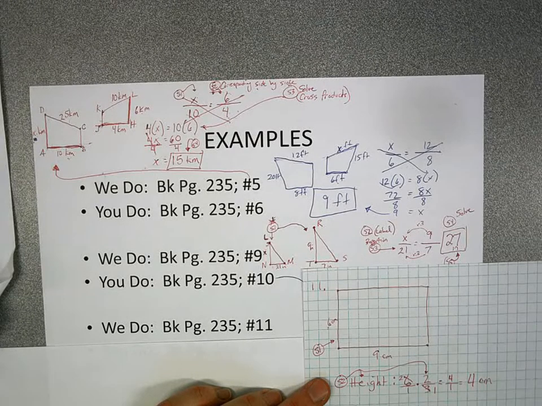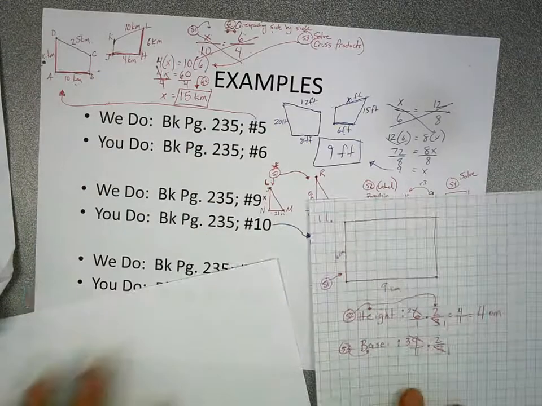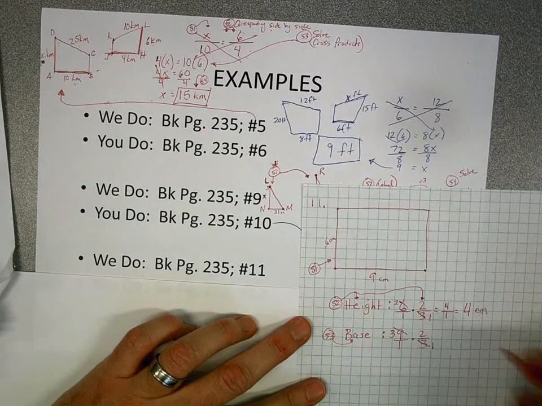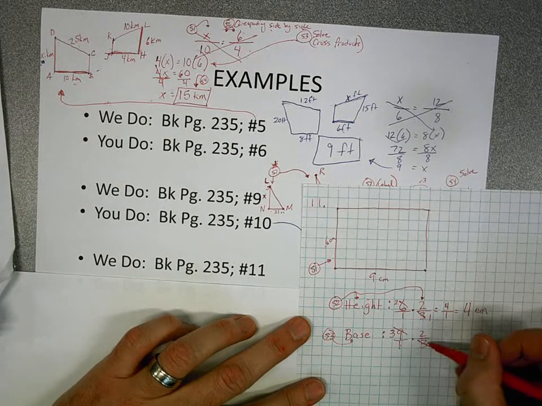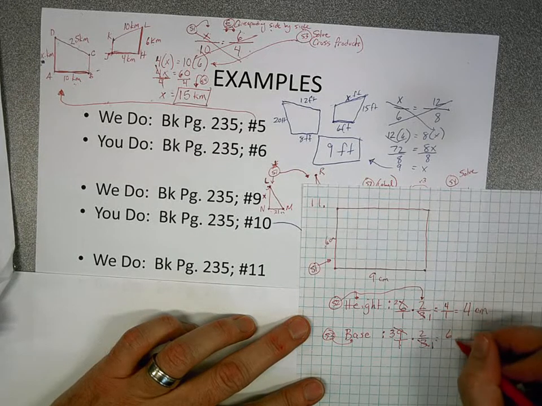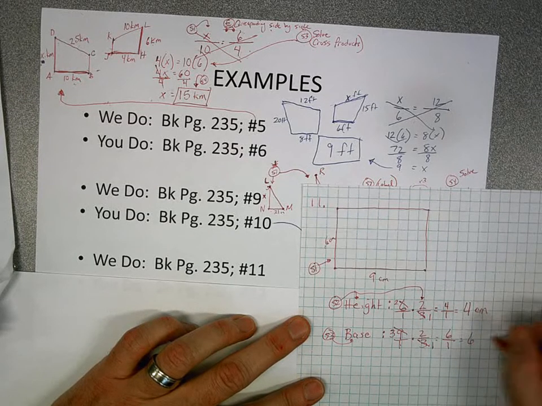So the base is 9, or in this case 9/1, because we're going to multiply it with 2/3. Cross reduce on these as well. Divide both of them by 3. We get 1 and 3. Sorry, my computer's in the way. So 9/1 times 2/3, cross reduce by 3, 1 and 3. When I multiply straight across, it's 6/1, which ends up being 6 centimeters.